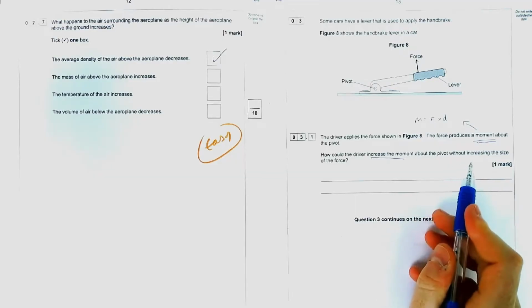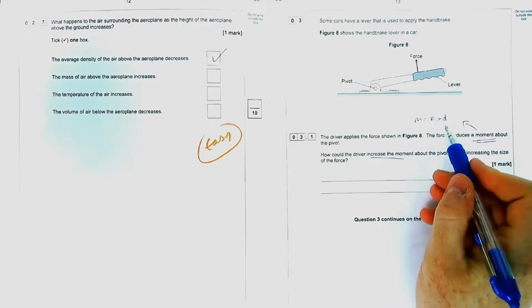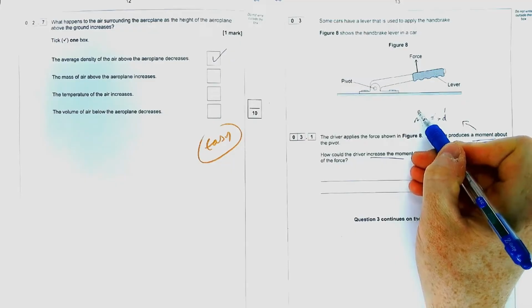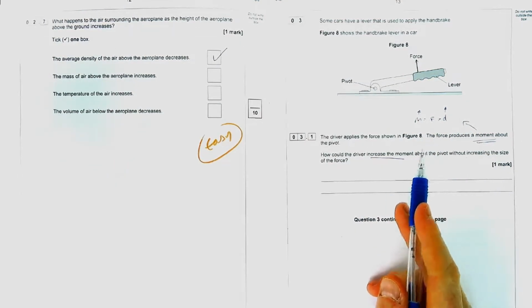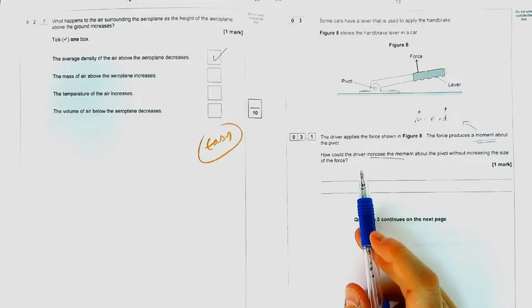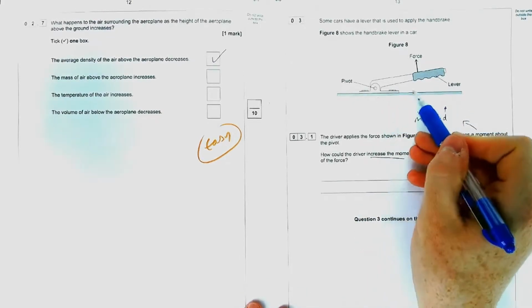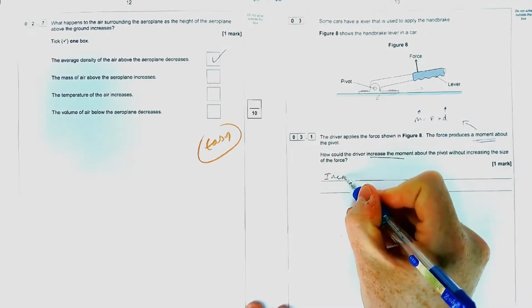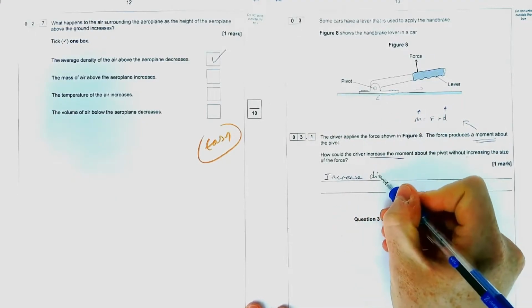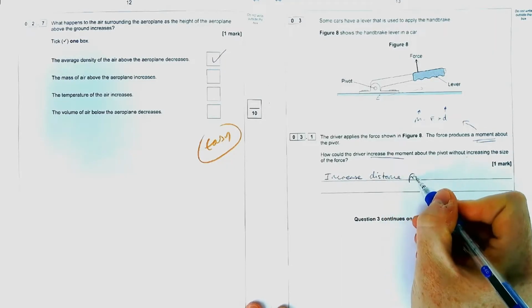However, we have to be really specific with our language here. It's not just about increasing the distance, it's about increasing the distance from the force to the pivot. So you can't just say increase the distance, you've got to say increase the distance from the force, or where the force is applied, to the pivot, or you could say the perpendicular distance from those 2 points.